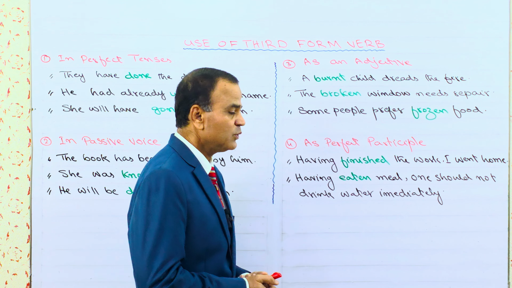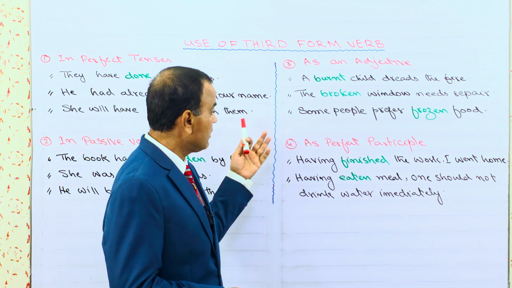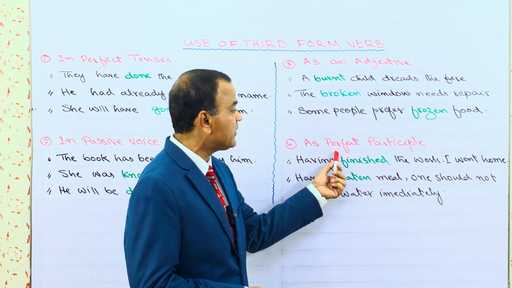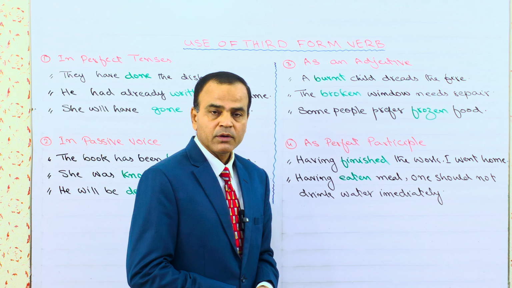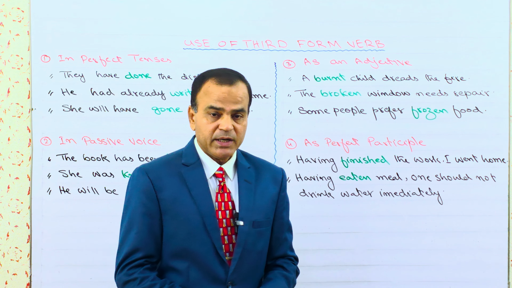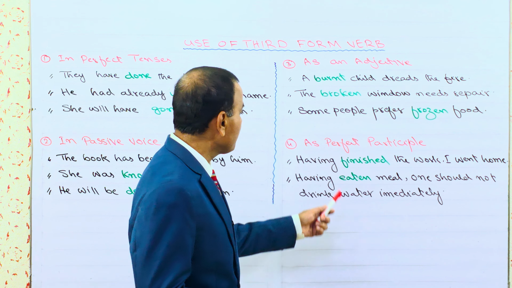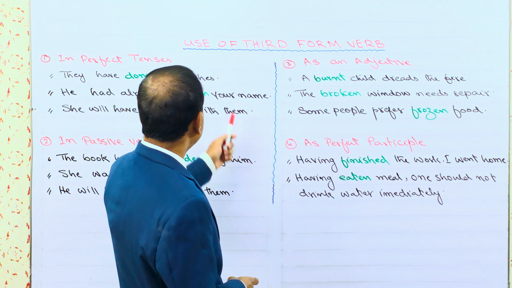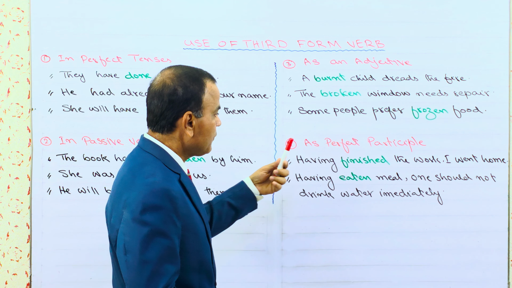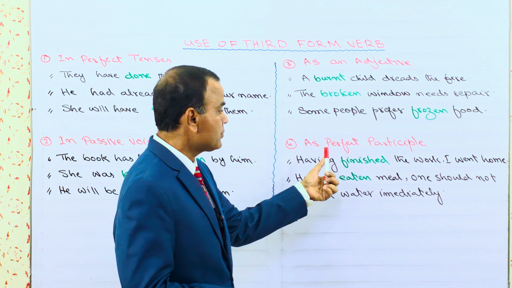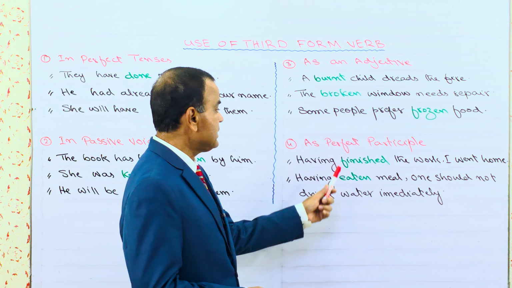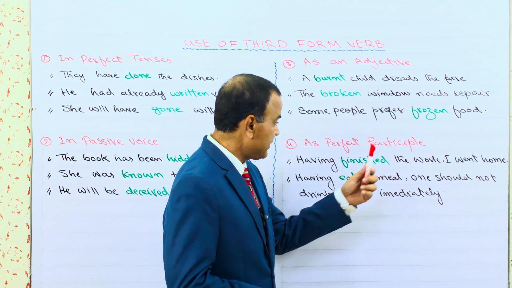And the fourth use is of the third form of the verb being used as perfect participle. What is a perfect participle? There's a separate video on that. This is not my point to discuss right now. Here I am talking about the use of third form. If you are interested to know more about perfect participle, please watch that video. So the third form of the verb is also used as perfect participle.